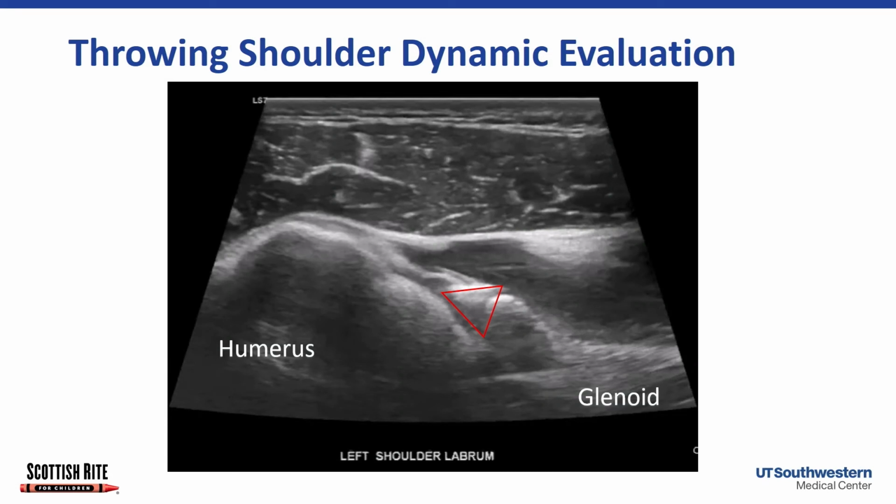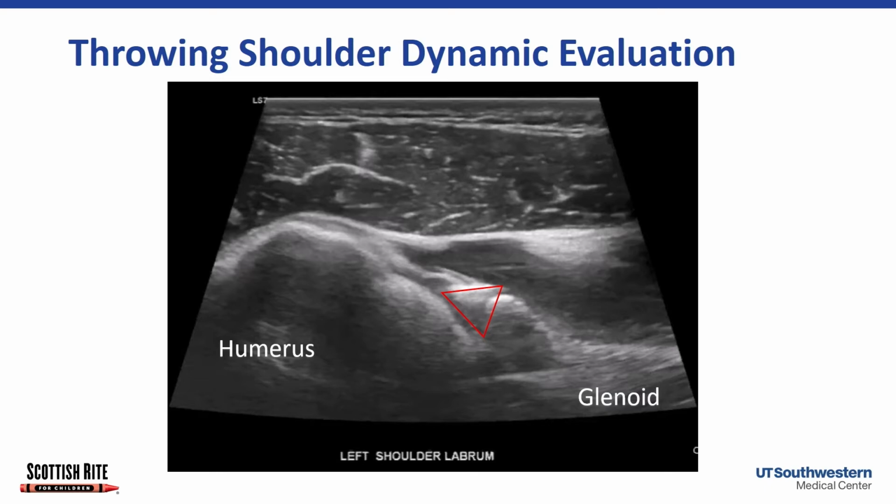Here's another example. This is in a thrower. This was a baseball player. He said whenever he would externally rotate, or whenever he would get ready to throw when he was in the very late cocking stage, so that's whenever you have the ball at the very back part ready to start bringing it forward, he noticed he had pain.